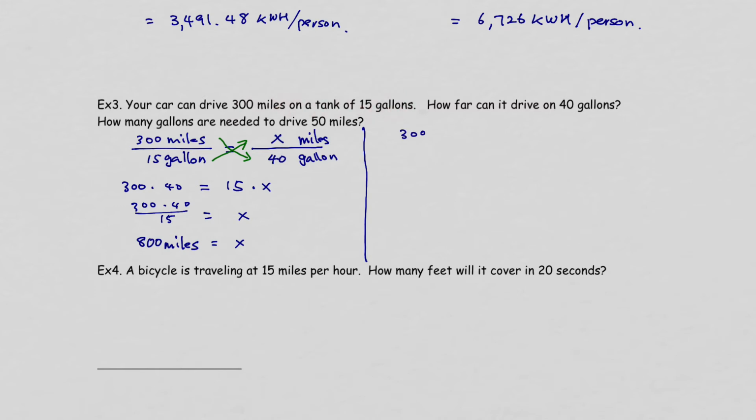So we put 300 miles. This is going to be the base rate, right? And what we're trying to find out: 50 miles is given, and we want to figure out how many gallons will be needed, right? So when we do the cross multiplication again, this time let's put the number with the variable on the right side. So it will be 300 times x.